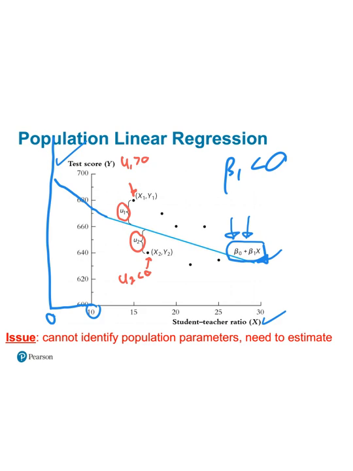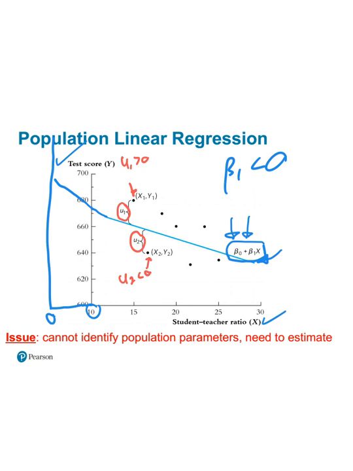Now, what causes these deviations from the actual population linear regression line? I mean, it could be a few things. It could be omitted variable bias, which we talked about in the prior slide. It could also just be a simple measurement error. Which one is it? We don't exactly know with this dearth of information.